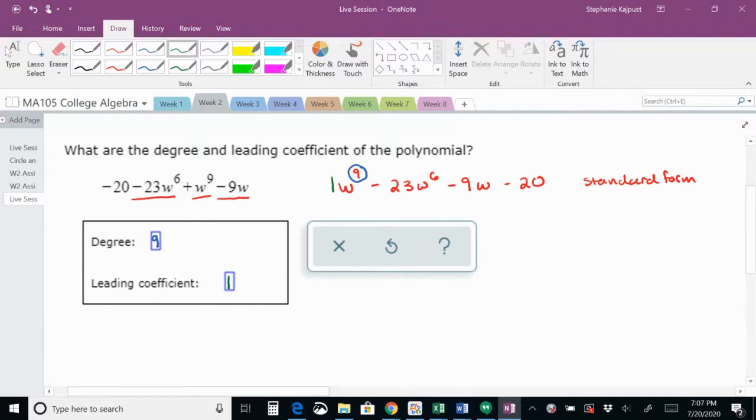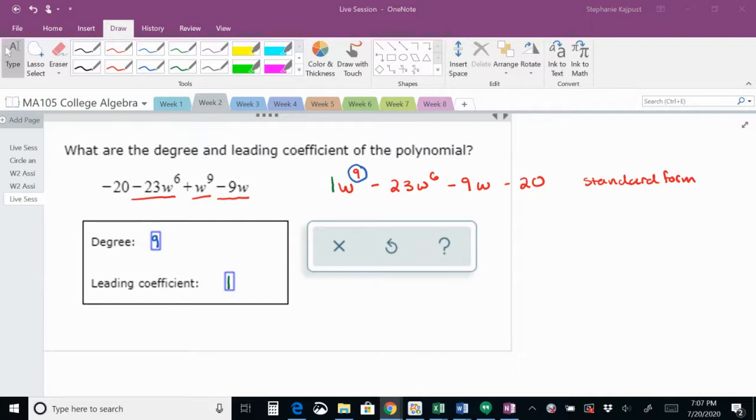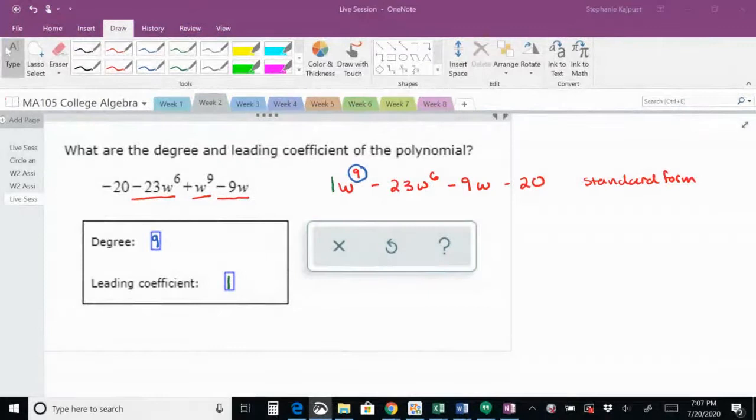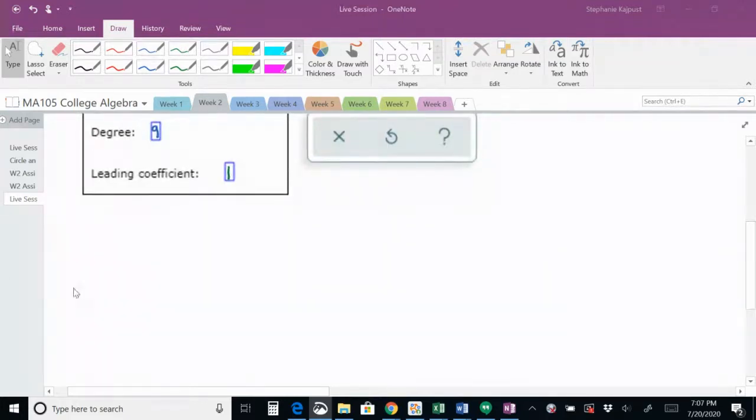So the degree is the highest exponent, and the leading coefficient is the number that's in front of that term. This is terminology with polynomials. The degree part actually shows up quite a bit. That's pretty important, and it will come up later in the class when we start looking at polynomial functions. So if there's one thing to take away, the degree is important. The leading coefficient is important as well, but not as much as the degree.